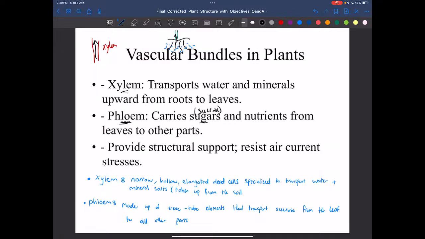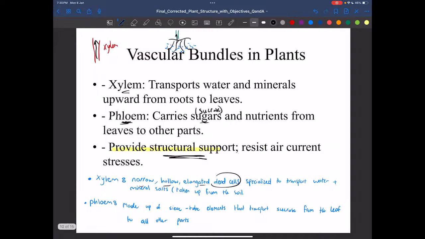And not only is their function for transport, it's also to provide structural support. This is important to note, guys, okay? So we said the function of vascular bundles is for transport, but it also plays a role in providing structural support. Now, if we're going to look at the xylem, what are xylem made up of? They are narrow, hollow, elongated. It's important to note they are dead cells, okay? So xylem are dead cells.